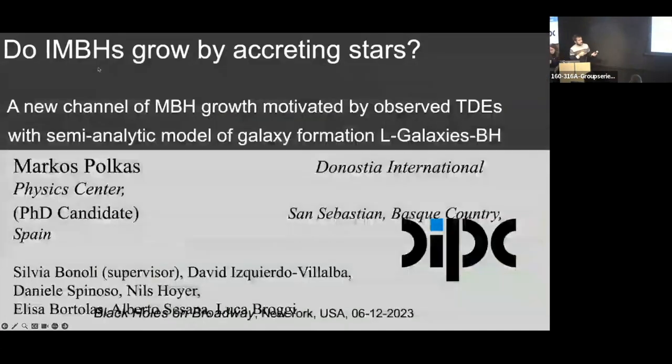Yeah, perfect. Hi, everyone. So I'm the scientific child of Daniele, working with Silvia Bonoli at the Donostia International Physics Center in San Sebastian, Spain. And today I'm going to continue from what Daniele gave me, a great introduction to the model, to find an application in actually answering this question, which I will only do in the last slide, but I will motivate everything till we get there with observations from tidal disruption events.